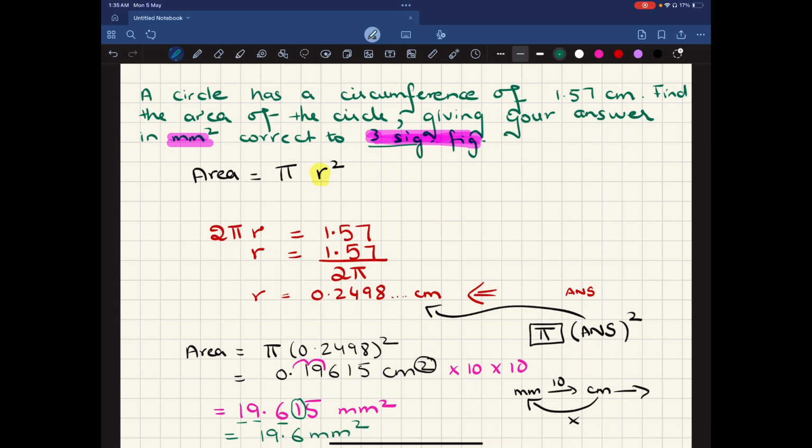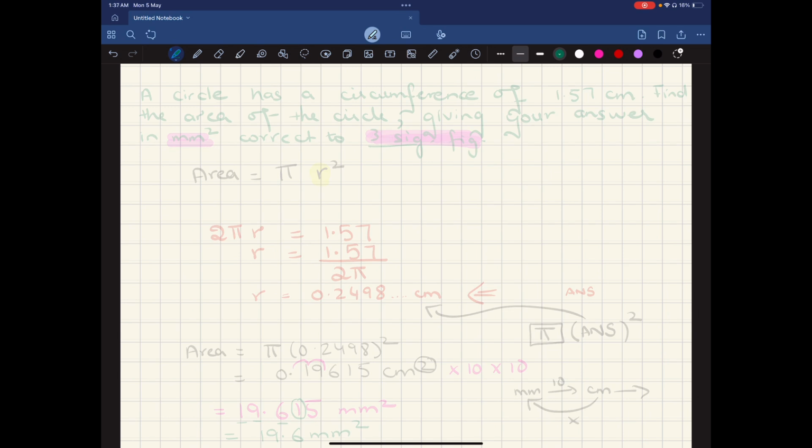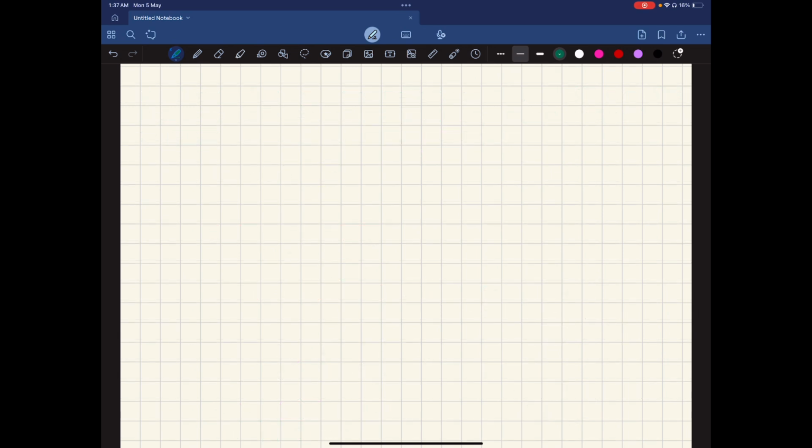Okay. I hope calculating the circumference or area of a circle is no longer a problem for you. Now, before I touch upon sectors and segments, I want to quickly discuss composite shapes.